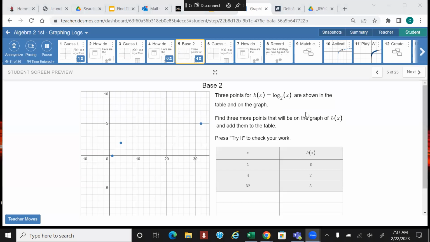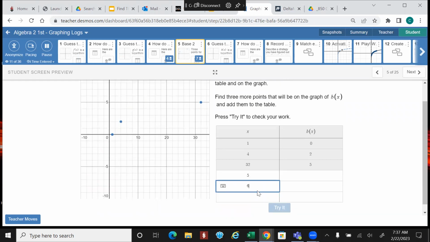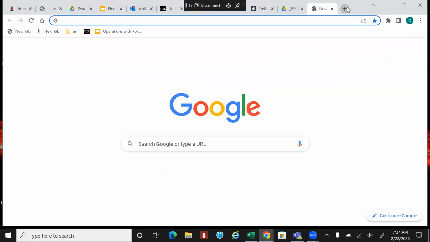Okay, so find 3 more points that will be on the graph, b of x, and add them to the table. So if we add in a couple of x values, well, it doesn't automatically tell us, right? So we're going to have to calculate that. So when we come up here, we're doing log of base 2 of x. Okay, remember your Desmos graphing calculator does this for you.